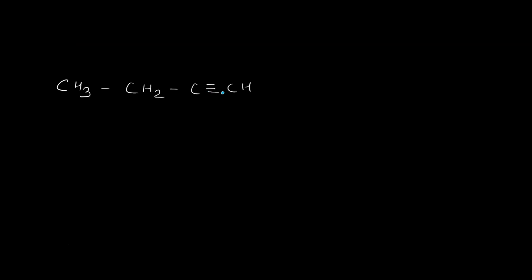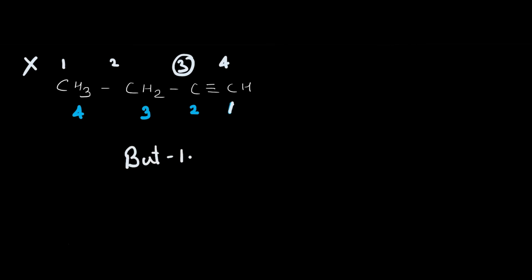Here I can see a triple bond. Numbering must be done in such a way that the carbon which contains the multiple bond must get the least count. So I am numbering this way, getting number 1 only. If I had gone from this side, I'd get number 3 for the triple bond, and that is wrong. So the word root is but. On the number 1 position I have the triple bond, so I will put here yne, but-1-yne, or simply I can say butyne.